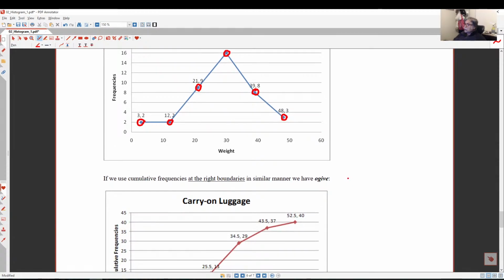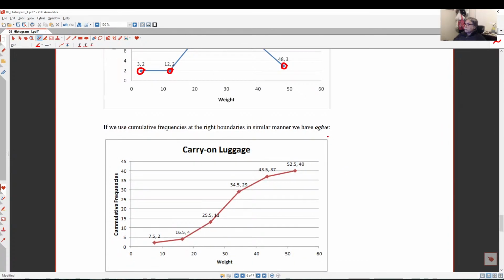Okay, we have also something called an ogive. Ogive as in O-G-I-V-E, not a jive. Right? So people tend to remember this as a jive. It isn't a jive, this is a French word. And in this particular case, it actually means cumulative frequency polygon.